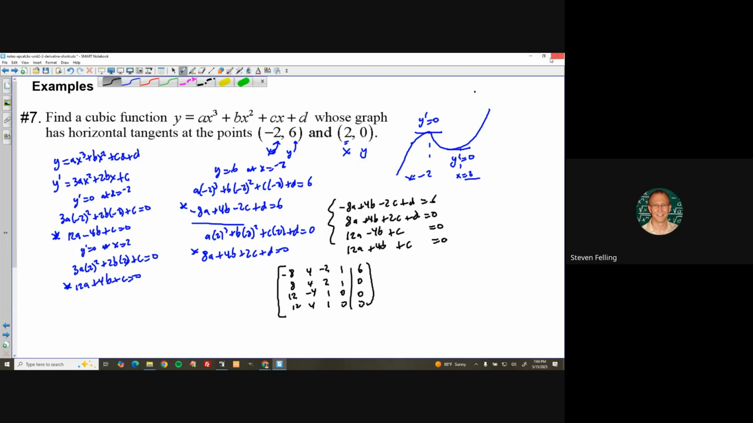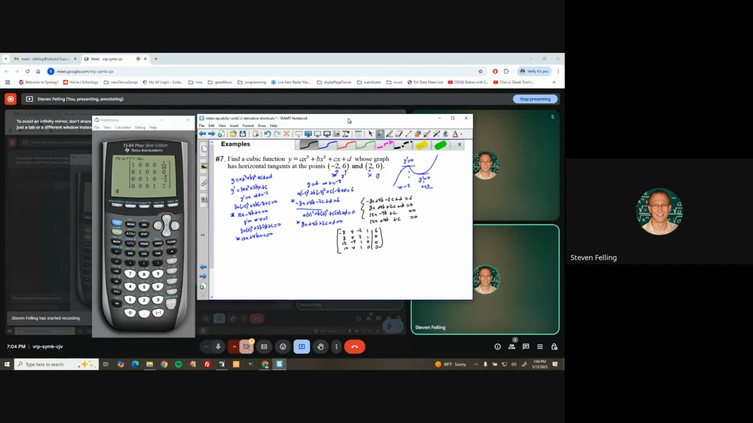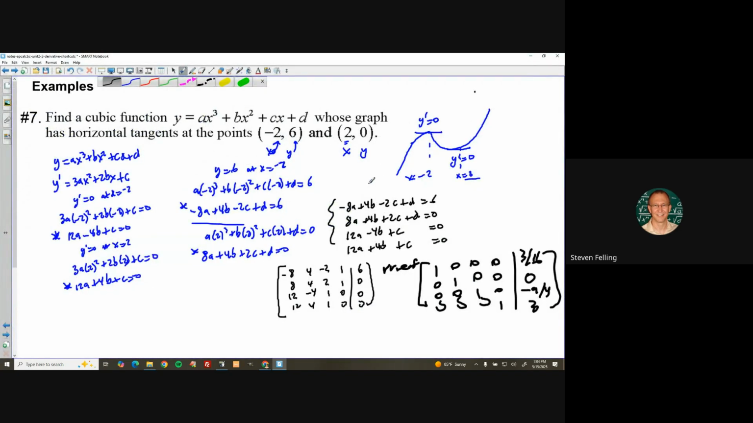After we do RREF, this is how I typically ask students to show work. So after we do RREF, we get the matrix 1, 0, 0, 0, 0, 1, 0, 0, 0, 0, 1, 0, 0, 0, 0, 1, and the numbers are 3/16, 0, negative 9/4 and 3. Okay, what that means is that this first column is 1a and nothing else is 3/16. So that means the a is 3/16.